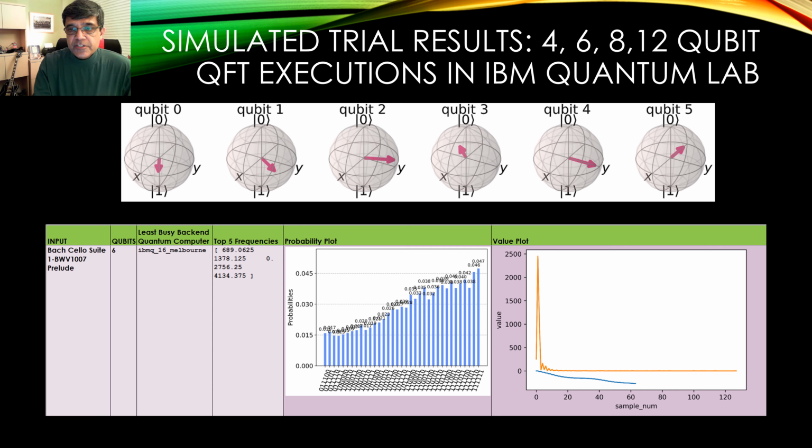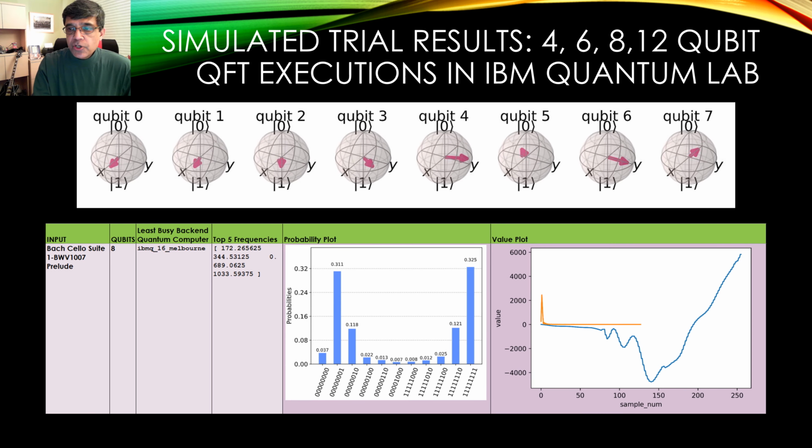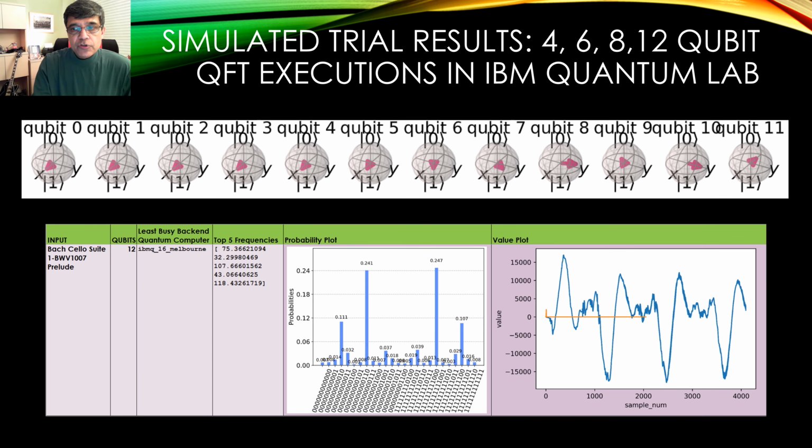Good results for the 6 qubit run. We can see 5 peaks in the orange plot that indicates the top 5 frequencies detected. For 8 qubits, we also saw a really good depiction of the actual waveform in the audio recorded file. And for 12 qubits, we saw really good results in terms of both the peak detection in the histoplot as well as the actual waveform captured in the value plot.